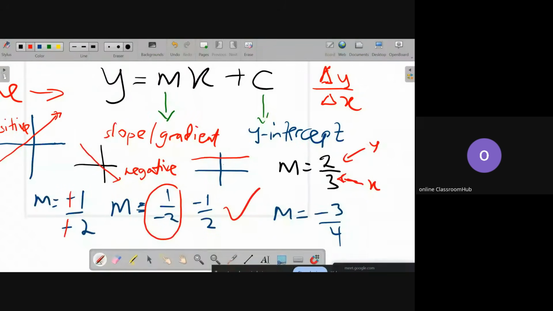And always moving to the right. 2 to the right, 1 downwards on the y-axis. Now, if you have negative 1 over negative 2, the negatives will cancel. Now, what do we have? We have 1 over 2. So in this case, the 1 is positive, the 2 is positive. It's a positive integer now. So 1 moving up, 2 to the right.